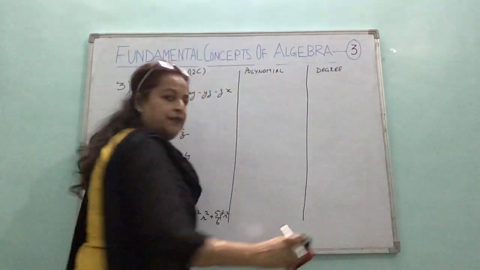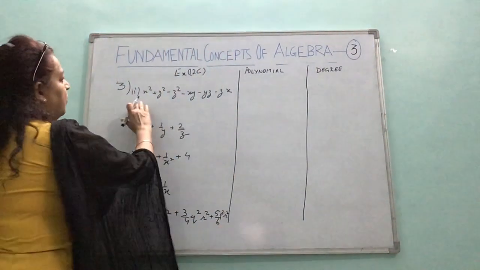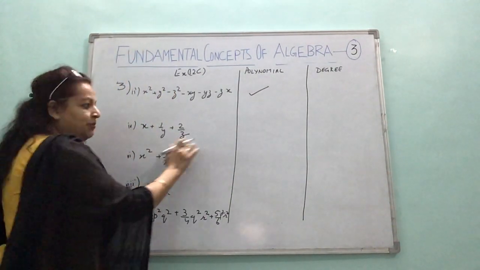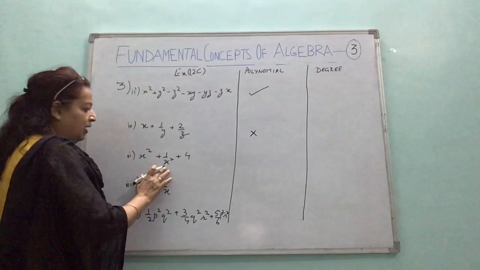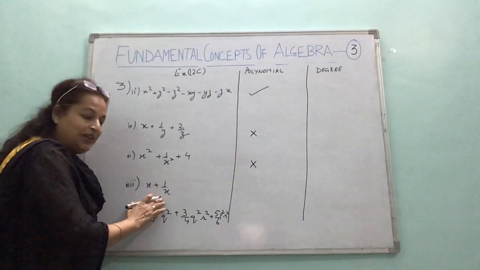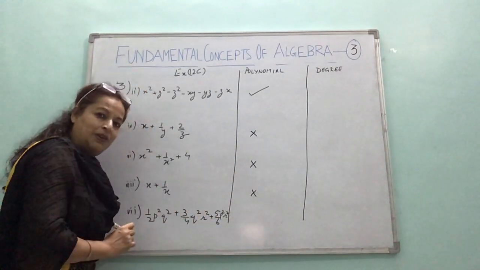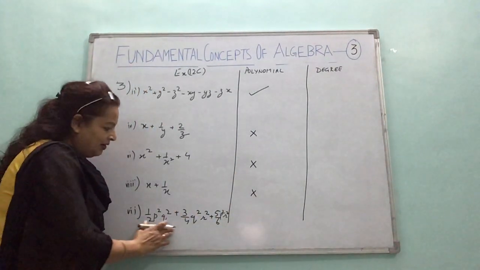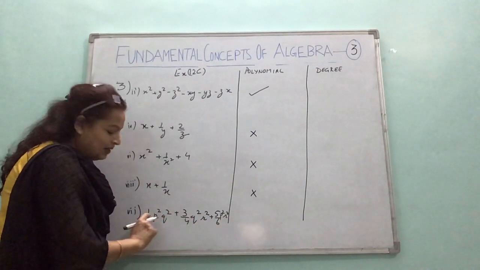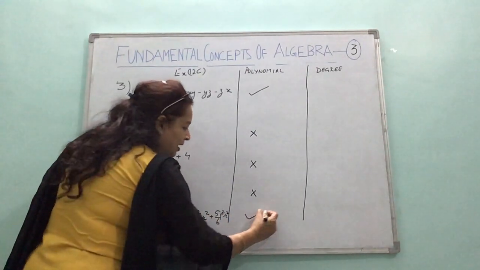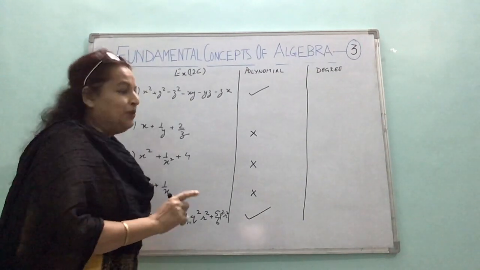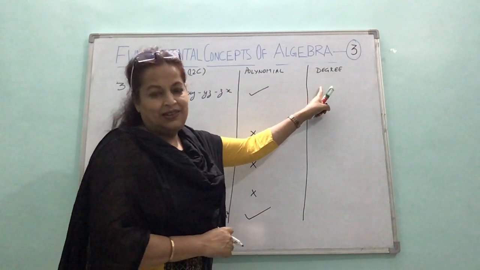So let's see. We have simple cases to begin with. All are positive, so it is a polynomial. Alphabet in the denominator, it is not a polynomial. Alphabet is in the denominator, it is not a polynomial. Again, alphabet is in the denominator, it is not a polynomial. And here, numbers can be in the denominator, no problem. But the alphabet is not in the denominator, it is a polynomial and all positive. Now, only if it is a polynomial, then we can write its degree.